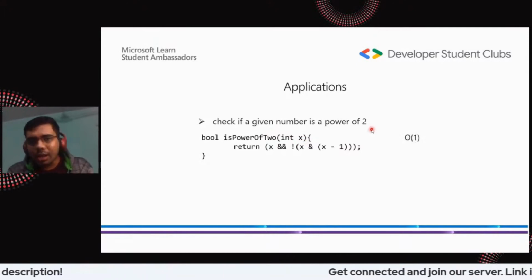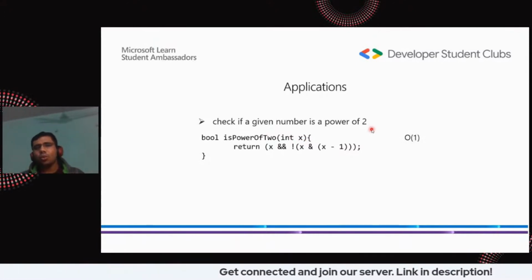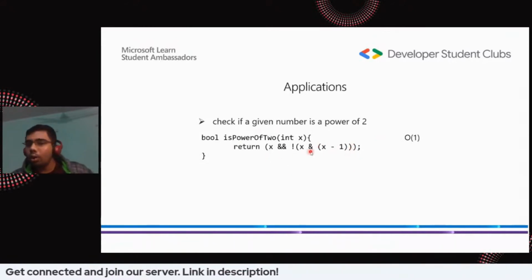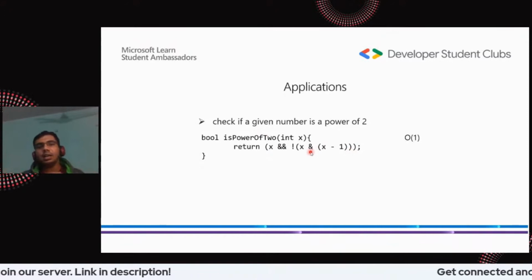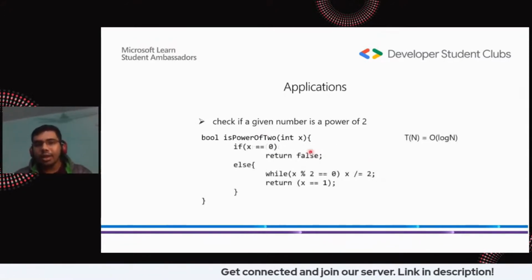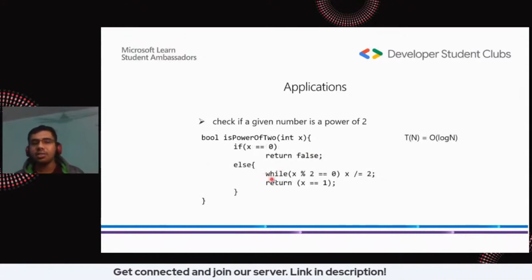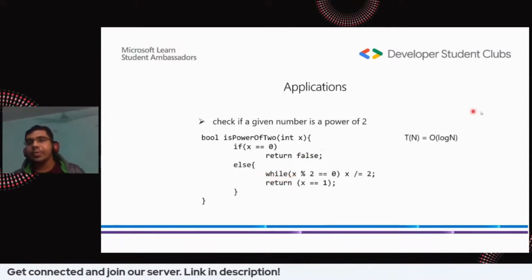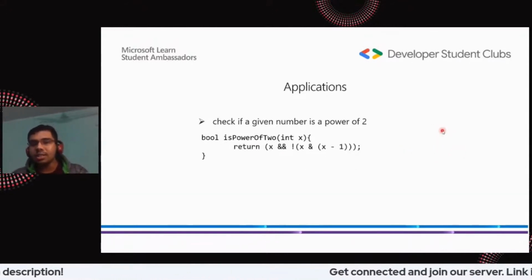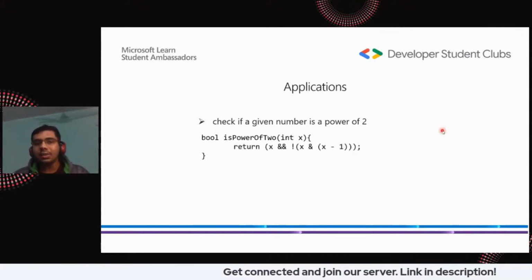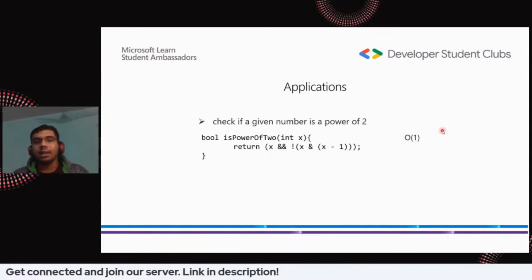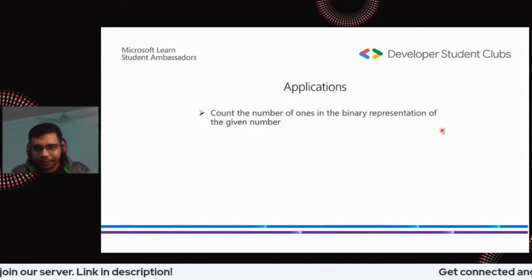Move on, look at the complexity here. You are doing this whole step in a single statement, and there's no loop. You are not repeating a particular statement multiple times. In the previous case, we were running a while loop, and that gave us order of log n. The time complexity was order of log n, but here the whole calculation was done in a single line, and that's actually order of 1. You return in order of 1.